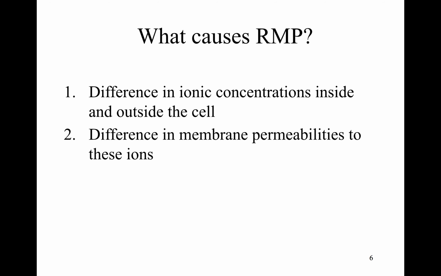There's going to be a difference in charge across the plasma membrane because of differences in ion concentrations inside and outside of the cell, and because the membranes have different permeabilities to different ions. So the resting membrane potential, or this difference in charge or voltage across the plasma membrane, exists because of differences in ion concentrations inside and outside of the cell, and because the membrane has different permeabilities to these different ions. So first we're going to take a look at differences in ion concentrations that exist inside and outside of the cell.